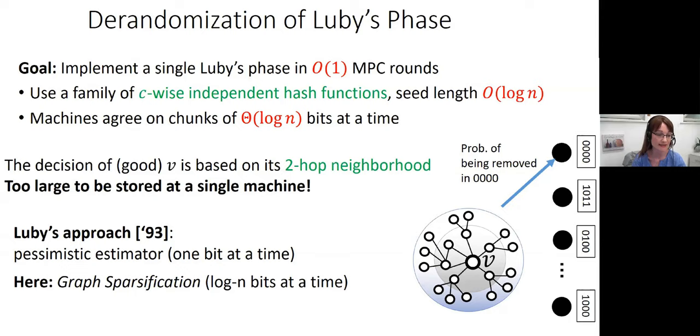And here comes our idea to do this graph sparsification. I would just say that Luby handled this problem using another approach, what we call a pessimistic estimator, but that was limited because then it could only determine one bit at a time. And we want to determine log n bits at a time. And for that, we need this graph sparsification.